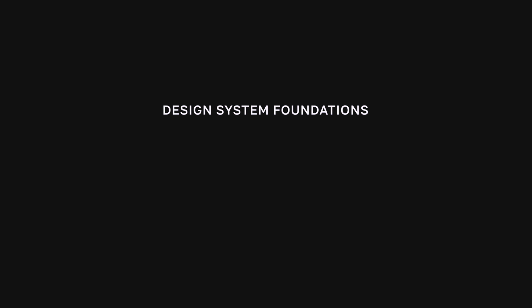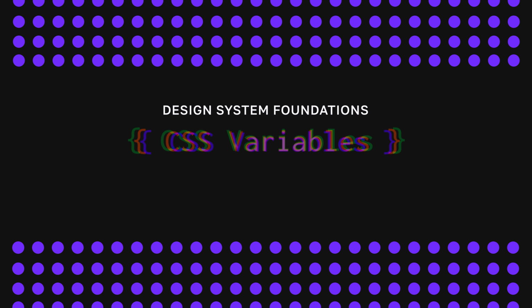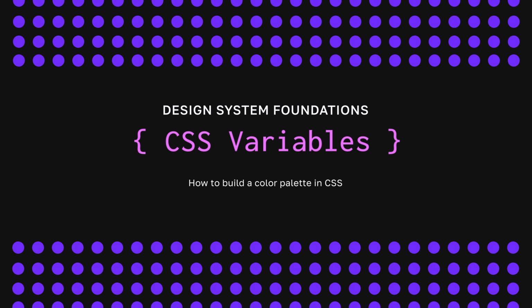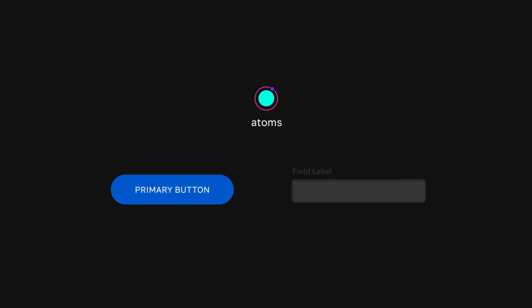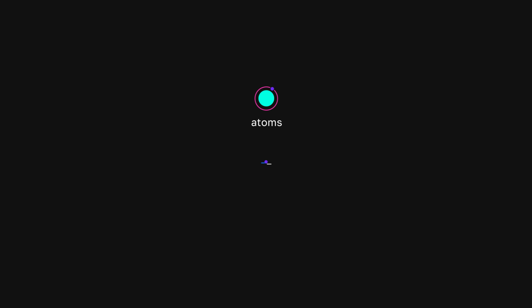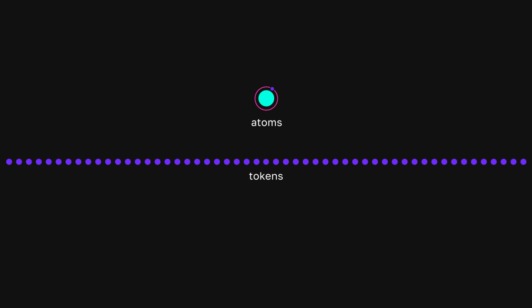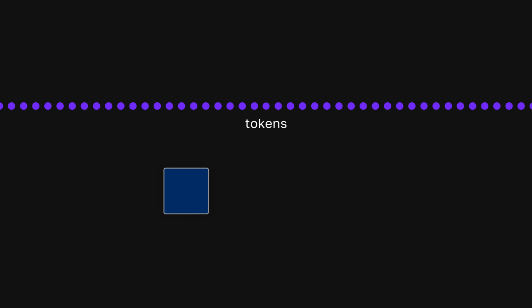In this video, I will introduce a technique that will allow you as a front-end developer to create a beautiful, well-organized color palette for your design system by using CSS variables. You may have heard that the foundation layer of a design system is the atoms, simple components such as a button or a field. But there is another, more micro layer called design tokens. These are individual design decisions for things like colors, sizes, and fonts. Design tokens translate into CSS as variables.